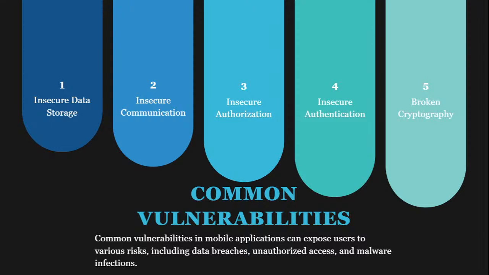Now let's see what these different vulnerabilities are. So we are having insecure data storage, insecure communication, insecure authorization, insecure authentication. Now if you can see my screen, the very first four which I have listed are insecure. But with respect to what? Your data storage, your communication, your authorization, your authentication.